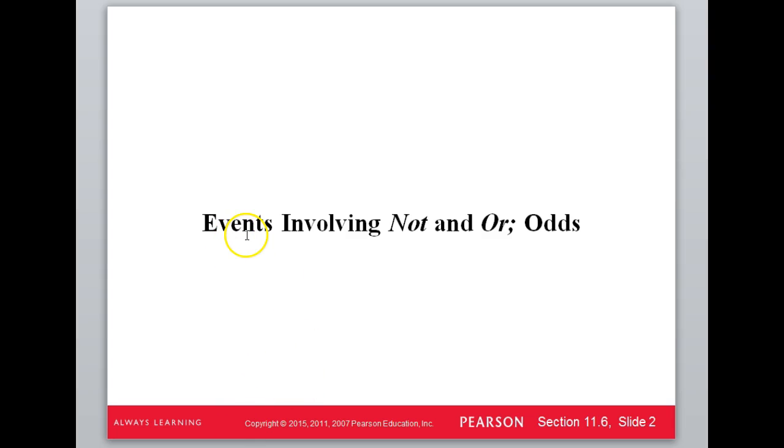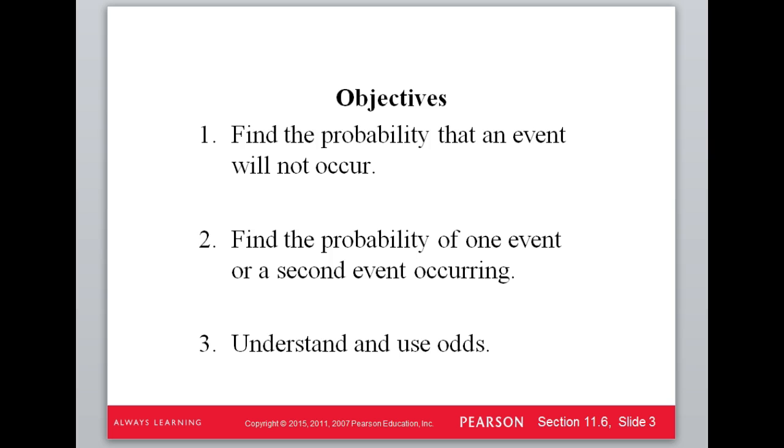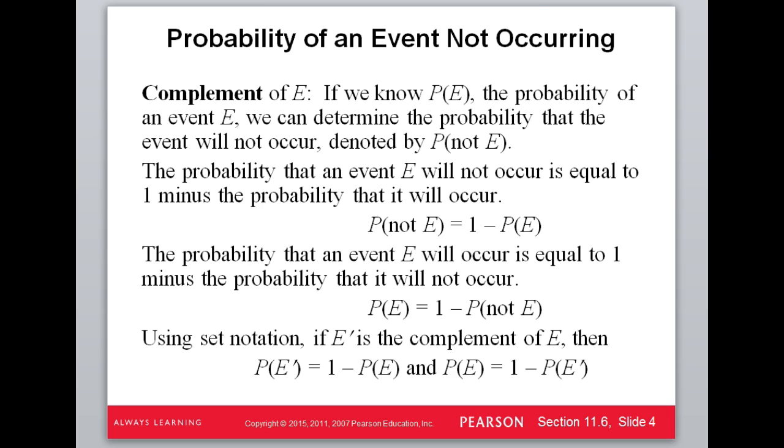This time we're looking at events involving not and or, and we'll also take a look at odds. In this video we're going to find the probability that an event will not occur, and the probability of one event or a second event occurring, one or the other. Then we'll use probability to help us understand and use odds, and the difference between probability and odds.